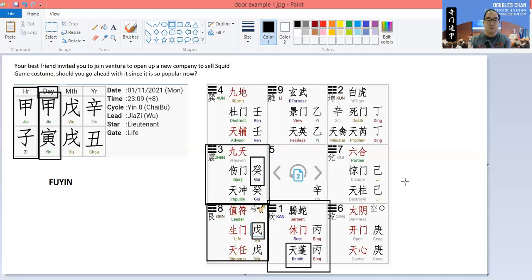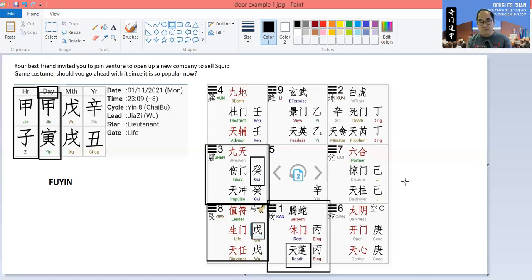But after a while, because the whole Squid Game is actually a very short span of time in terms of the enthusiasm, it will be like a spike. You know, the interest will go up, and then after that, it will go down all the way. So in this case, it might not be a very interesting venture to go into.